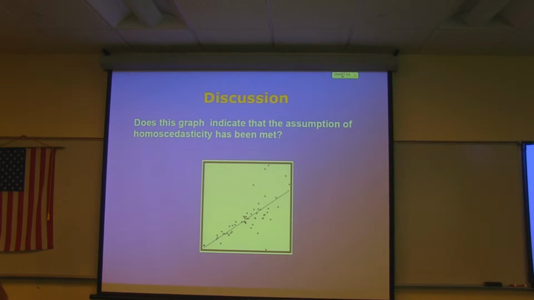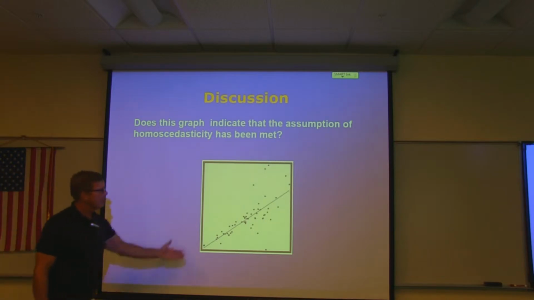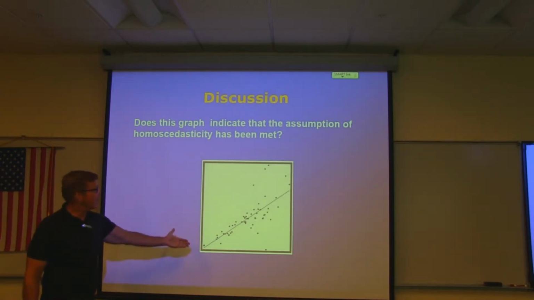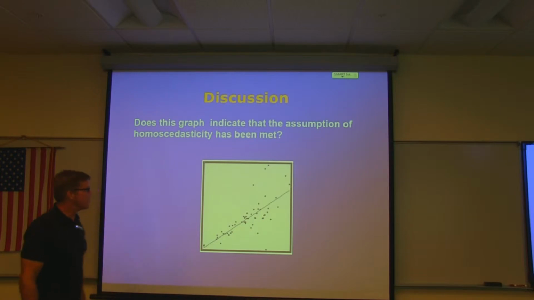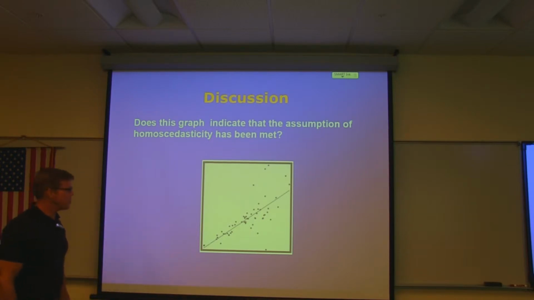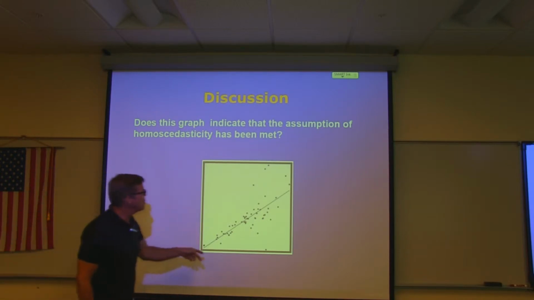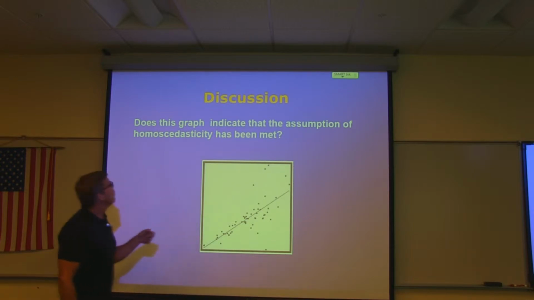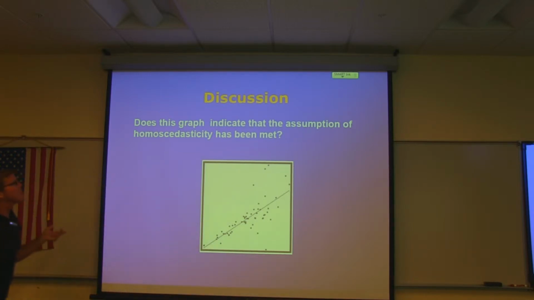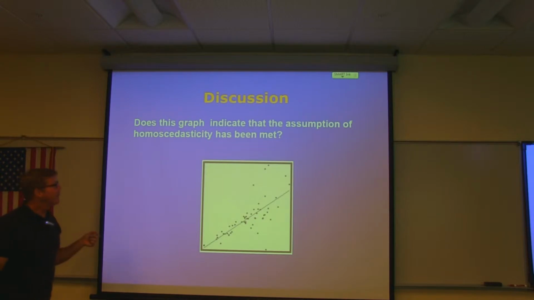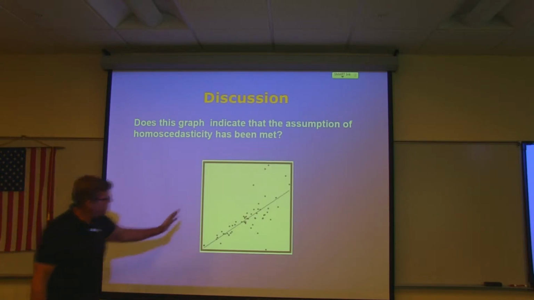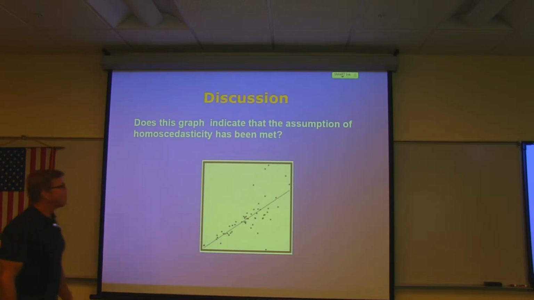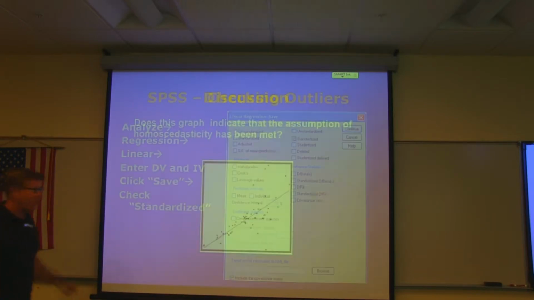Does this graph indicate that the assumption of homoscedasticity has been met? Well, look at this graph. What is this? This is a scatter plot. What does this show us? It shows us a linear relationship between x and y. So it actually shows us that the assumption of linearity has been met. Okay, so we have a fairly strong positive correlation between X and Y, whatever that may be.